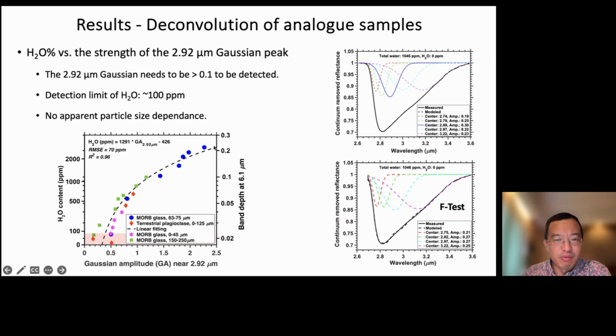So the take-home message from this plot is that the Gaussian peak near 2.92, the H2O peak, needs to be above 0.1 to be detected. And then the detection limit of H2O is around 100 ppm. That's marked by the pink or red box here. You can see once the H2O content is above around 100 ppm, it converges nicely. This is a linear trend because this is a log scale. And also there's no apparent particle size dependence, because, as you can see, we used a wide range of particle sizes, all relevant to the lunar surface.